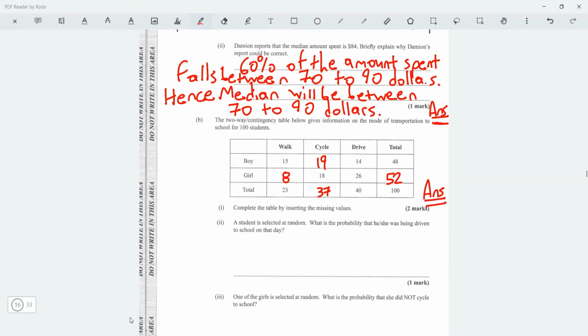Now it says, a student is selected at random. What is the probability that he or she was driven to school? Driven is right here, drive. How many students get driven to school? 40 students. That would be 40 out of 100. 40 students are driven out of 100. Some people might like to simplify it and write 0.4. Others may like to leave it as a fraction and say 2 over 5 in its simplest form. It's up to you. Okay, nice.